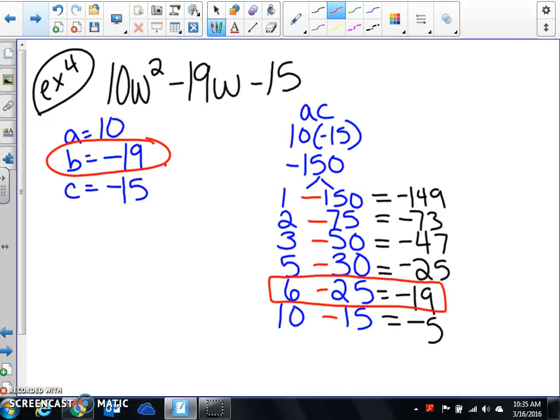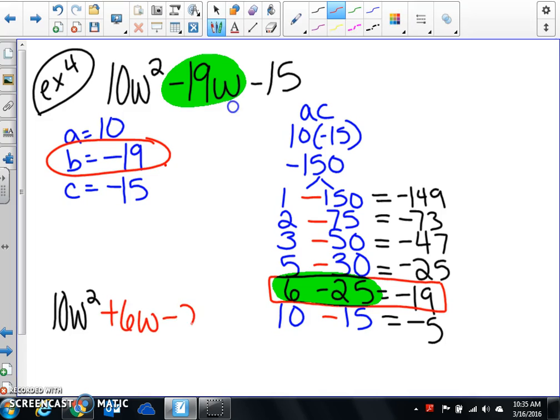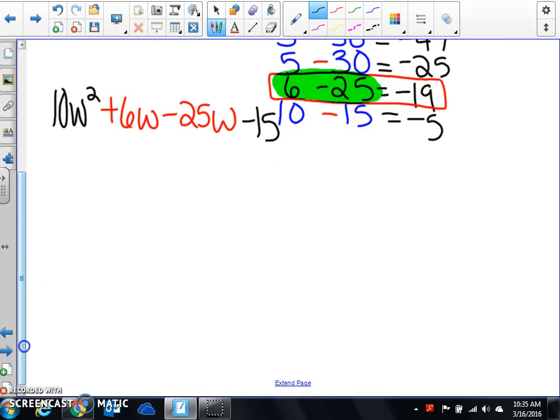So now I'm going to factor out by grouping. So I need to substitute those in here. So my 10W squared, I just rewrite. I sub out a positive 6W, a negative 25W, and then I have that minus 15. I've got 4 terms, so I've got to factor by grouping.